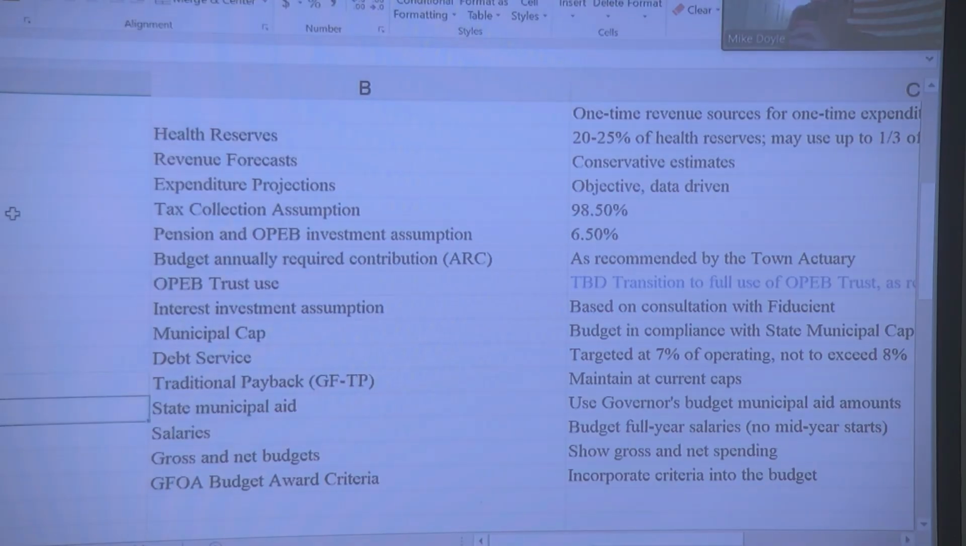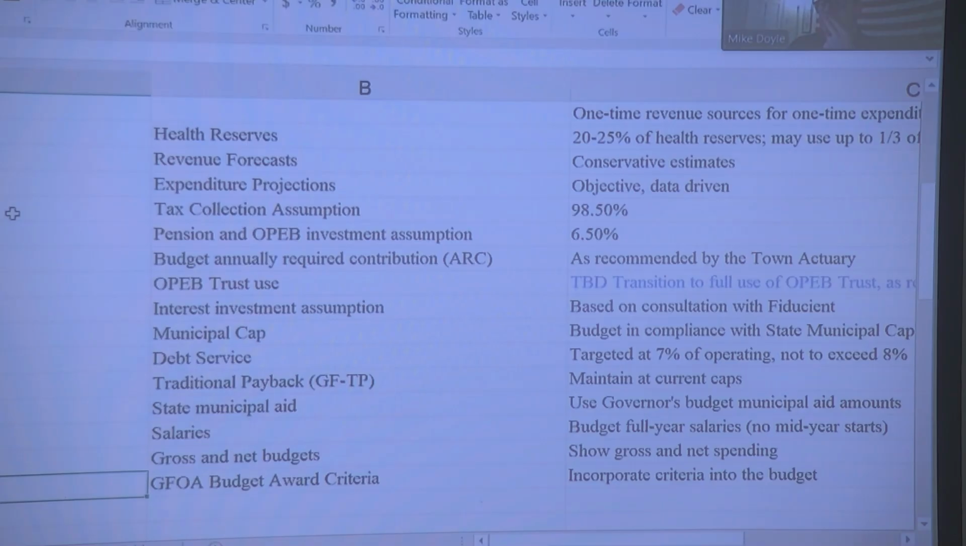State municipal aid will use the governor's budget for municipal aid amounts. Those are not certain, but they're the best we have, and all municipalities use the governor's budget. Salaries, we have requested that all salaries be budgeted full year, no mid-year starts. To the extent there is going to be a vacancy, that should be captured in the vacancy rate. What we don't want is, I'll just add a position and only pay a fraction this year, and then you have a huge spike next year. We don't want to see that.